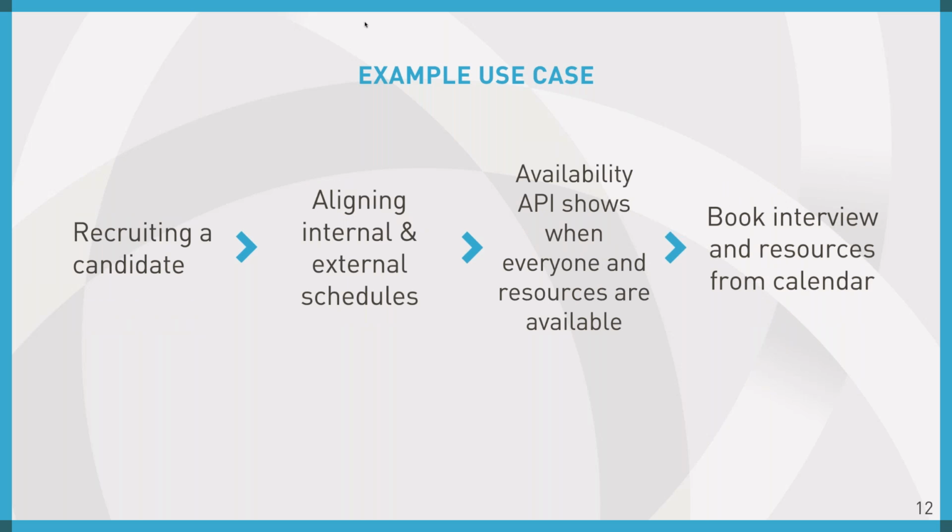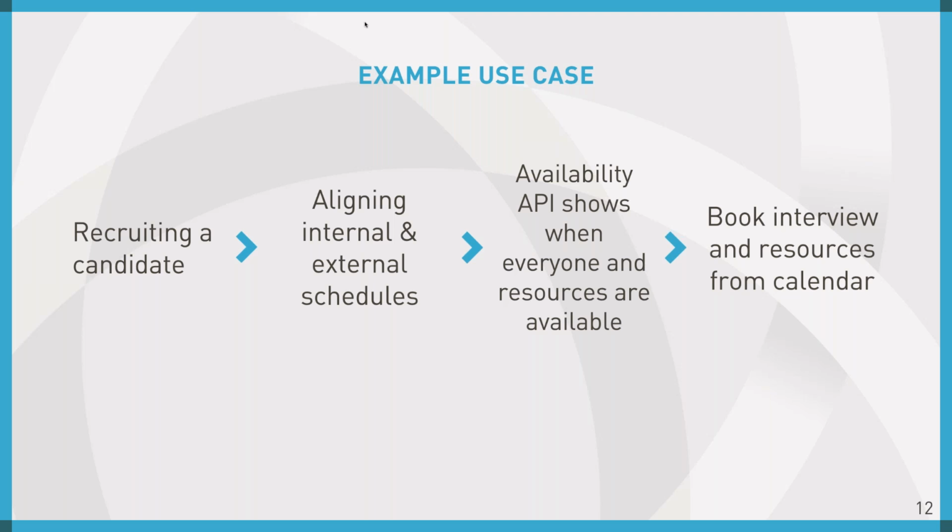Let's jump to another one, that of recruiting a candidate. The recruitment process involves aligning internal and external calendars, talking about the hiring manager, the candidate, and maybe bookable resources like meeting rooms. Today the way that it works is emailing back and forth until a time and meeting room are found. So that's how it's done.